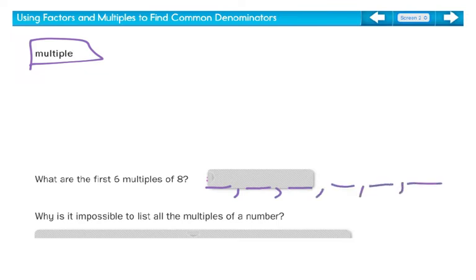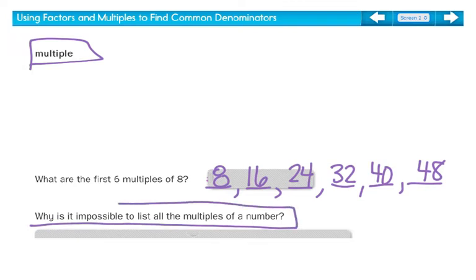Would you write down 6 lines on your whiteboard? Great, the first multiple is always the number times 1, so 8 is the first multiple. 8 times 2 is 16, times 3 is 24, times 4 is 32, times 5 is 40, times 6 is 48. Why is it impossible to list all the multiples of a number? Oh, it would be a never-ending list of numbers. You could go on through millions and billions.